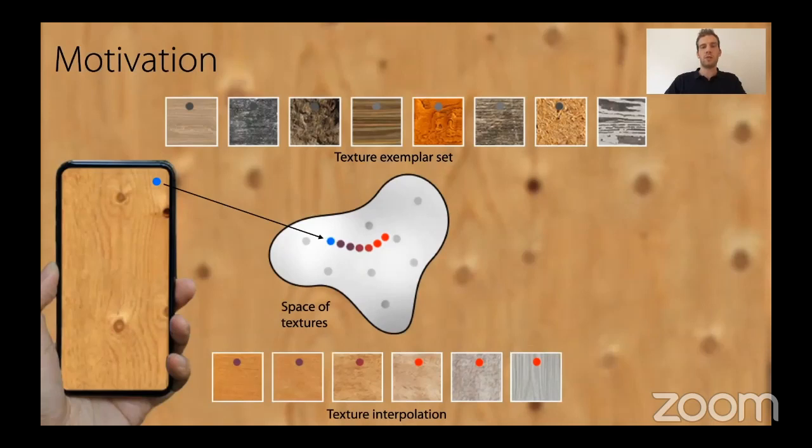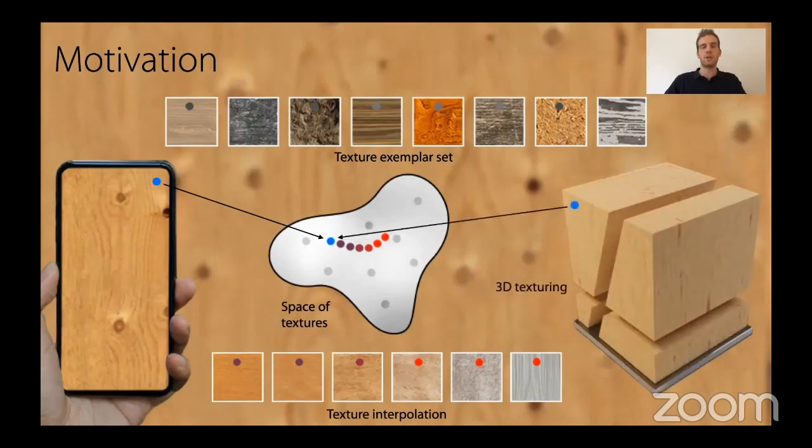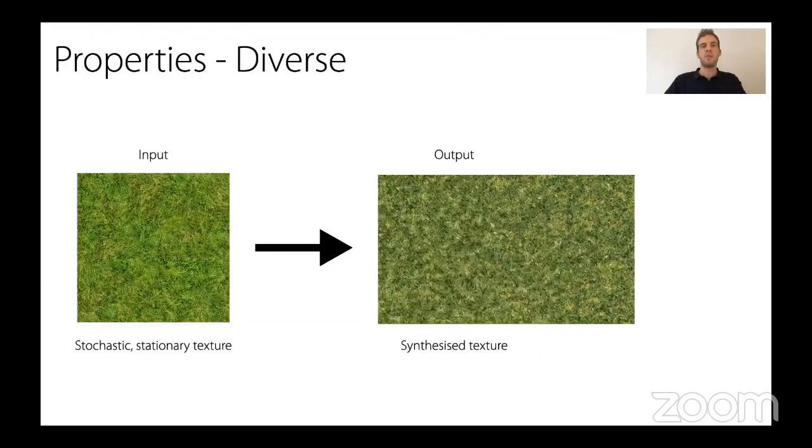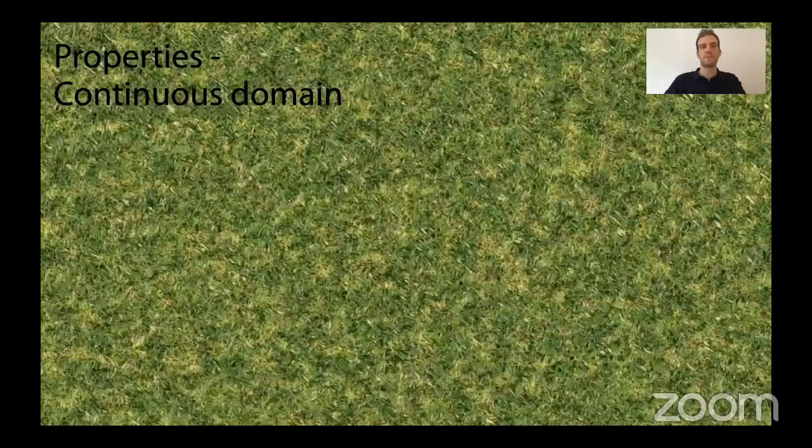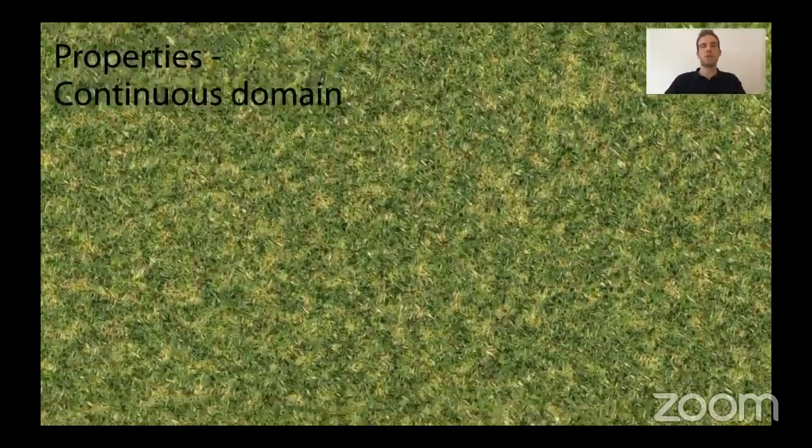However, the main contribution of our work is the synthesis of 3D textures, using only 2D textures as input. Having said that, there are a few more properties that our method enjoys. First, our method is able to produce diverse outputs given a single exemplar, and can also output textures of arbitrary size.